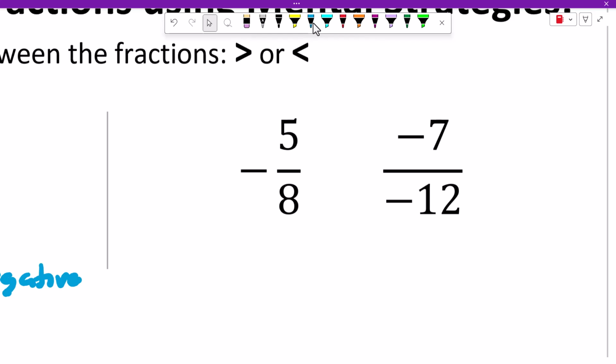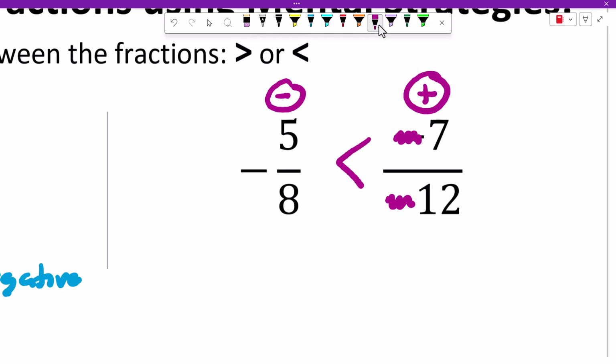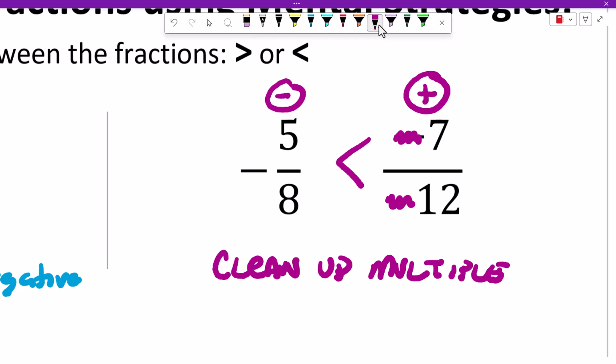Okay, so this one has two negative signs on it. We're dividing. When you have two negatives, does that number become a negative or a positive? Positive. So when you're dealing with fractions, clean up multiple negative signs. So now we have a negative sign here and a positive sign here. So now the right one is bigger. So clean up multiple negatives.